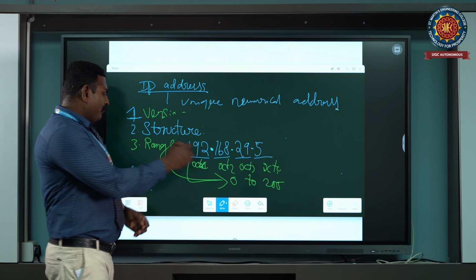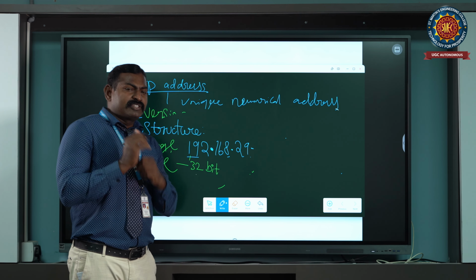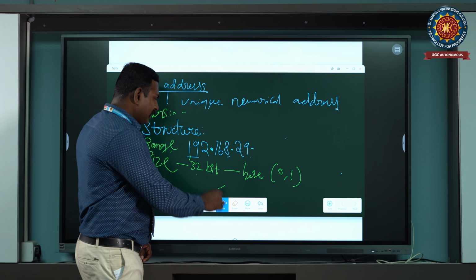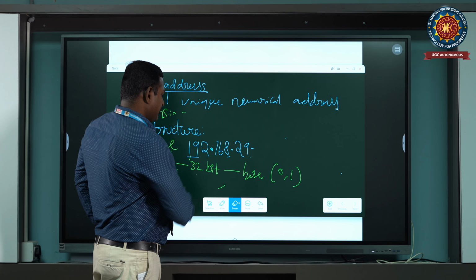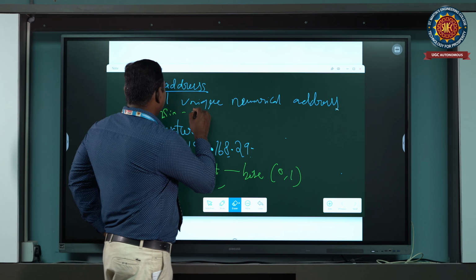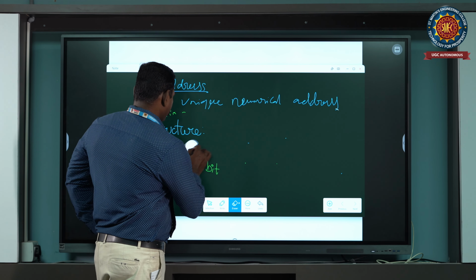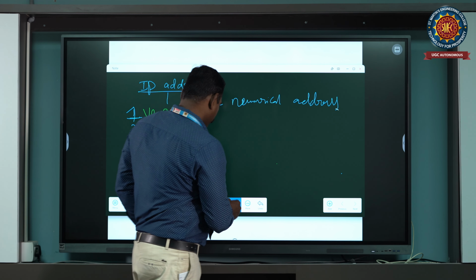Already we know we human beings are always comfortable with base 10, which is why it is understandable for us. Likewise, a computer, laptop, mobile or any device is always comfortable with a number system of base 2. Base 2, you know it, is either 0 or 1. Let me explain that briefly. The size is 32 bit. I will show where it comes from.